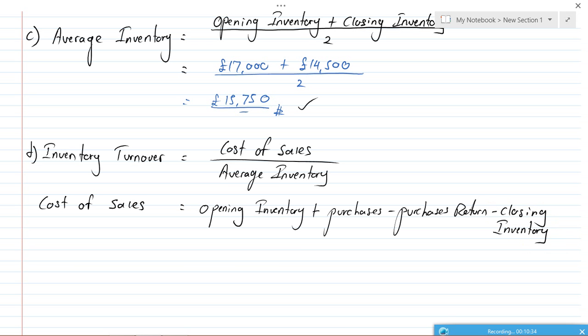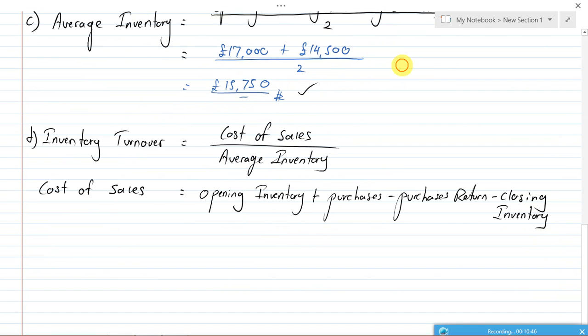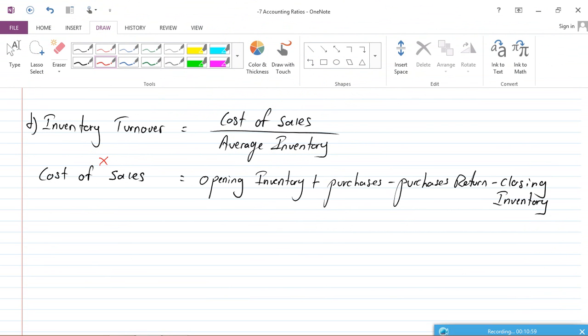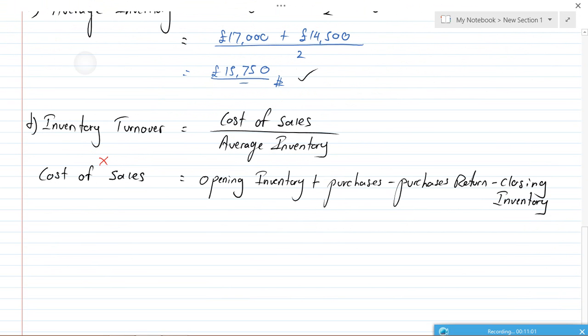But we got a problem. We only have opening inventory and closing inventory. We don't have the purchases and purchases return. They never give you that information. However, we can't use this formula. But there is another way you can use to find the cost of sales.